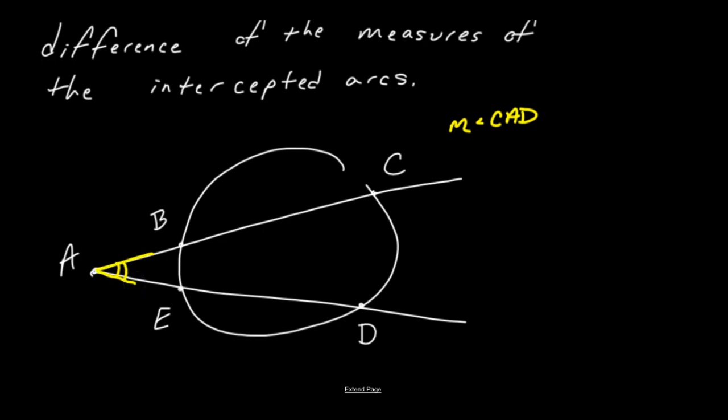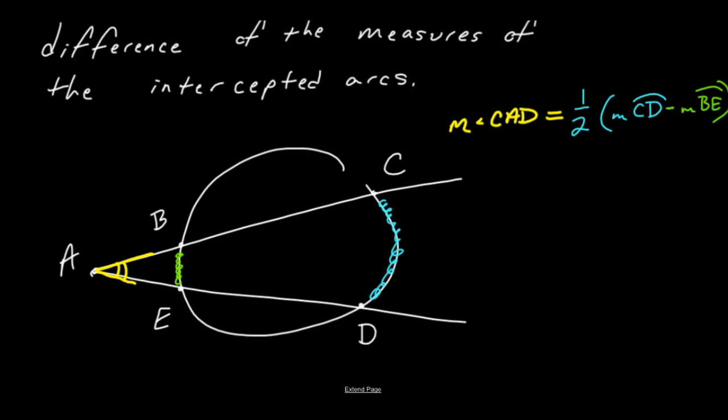The measure of CAD, it's an exterior one, it's going to be 1/2 the difference of the two arcs. So it's 1/2 arc CD, because it intercepts that arc, minus arc BE. Running out of a little room there. Sorry, guys. So again, if I am looking for that angle A, it's going to be 1/2 the difference of those two.